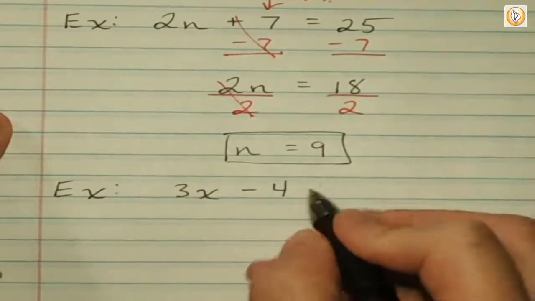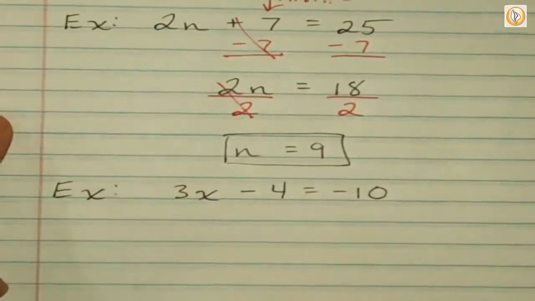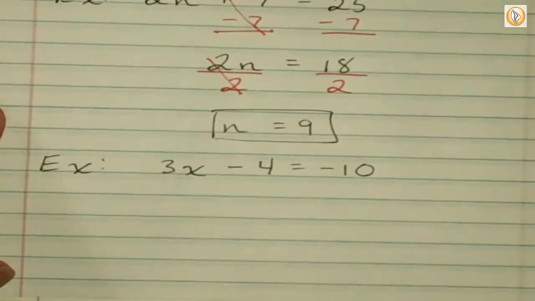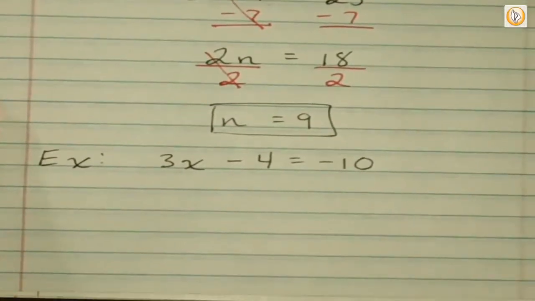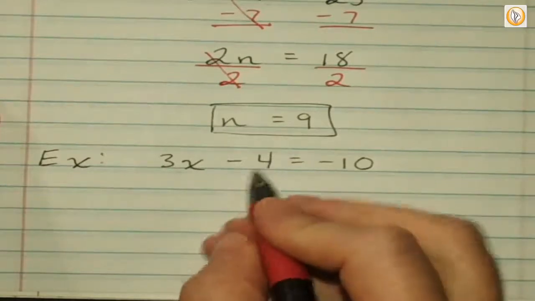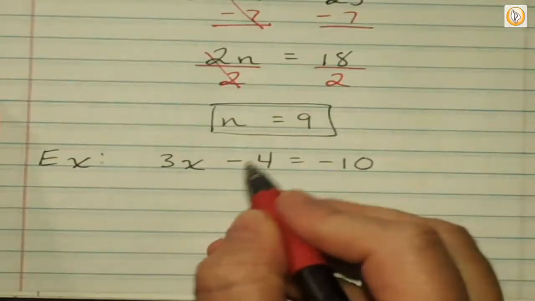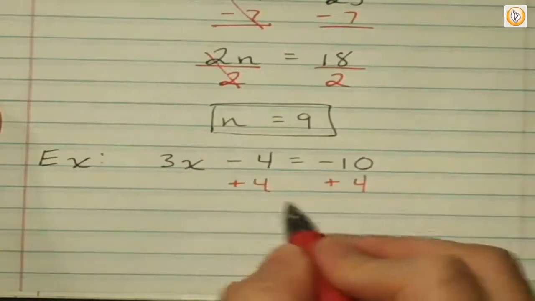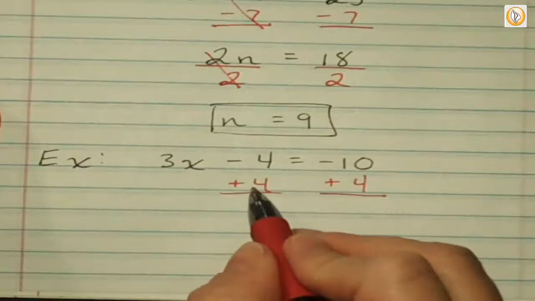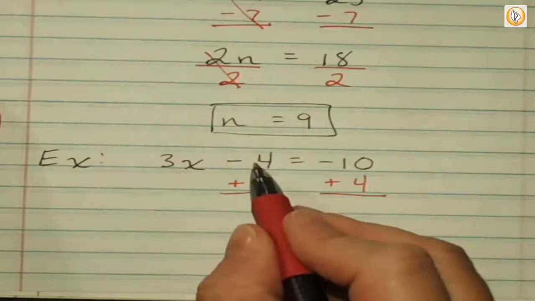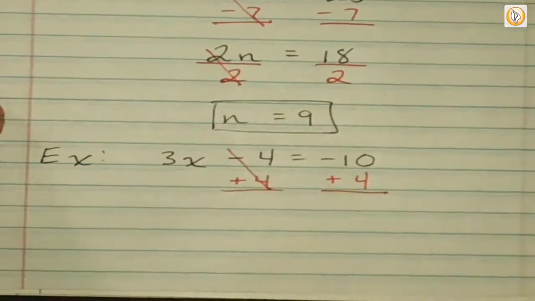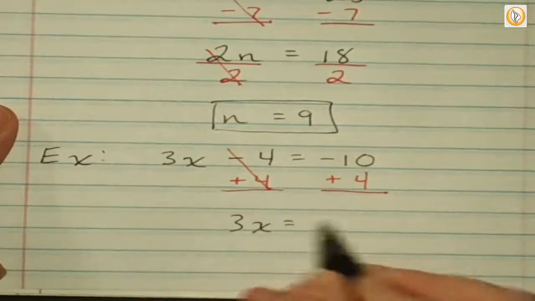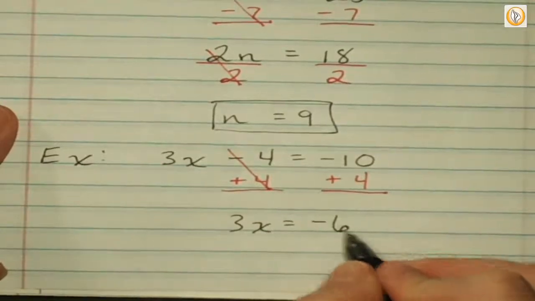3x minus 4 equals negative 10. Okay, Joe, what is the first thing we're going to do? Add 4. Yes, we're going to add 4 because that's the backup intruder. So we're adding 4. You should be writing this down. Kelly, why is he adding 4? Because that's the opposite of negative 4. There you go. So then I have 3x equals negative 6.